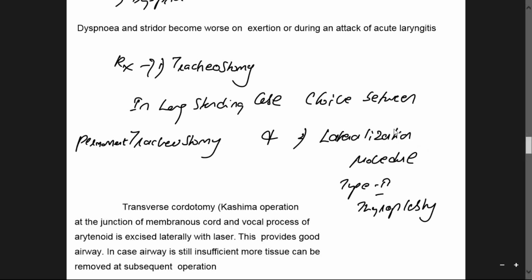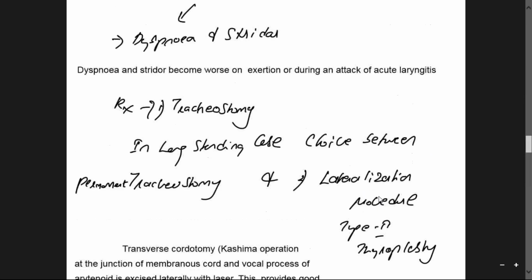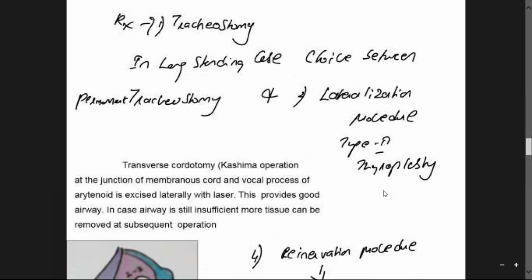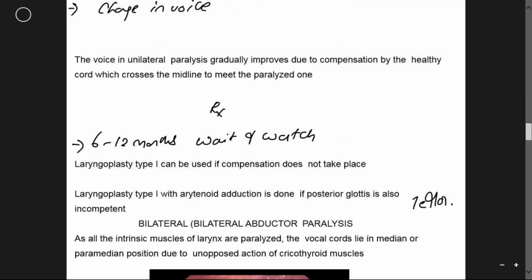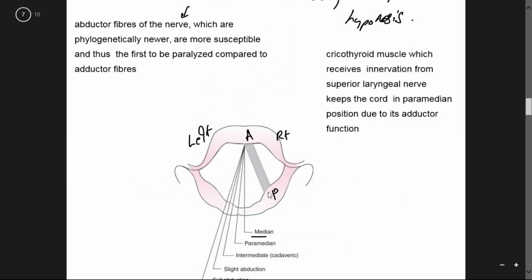Okay, in case of lateralization procedure, type 2 thyroplasty, what we do is we lateralize the vocal cord. See here, I'm just scrolling down. I told you type 1 is medialization, right? In that case, we medialize the vocal cord so that the cords oppose each other. Now we need an airway, so we lateralize the vocal cord. Both vocal cords are abducted here like this. So what we do is we lateralize it.